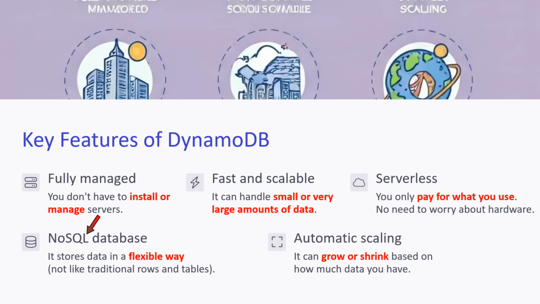Fourth point is NoSQL database. It stores data in a flexible way, not like traditional rows and tables. Fifth point is automatic scaling. It can grow or shrink based on how much data you have.